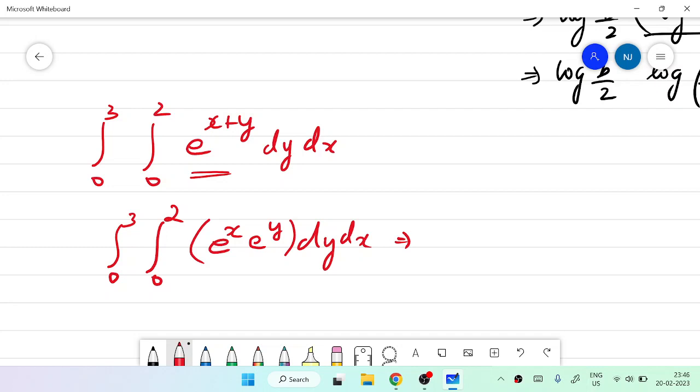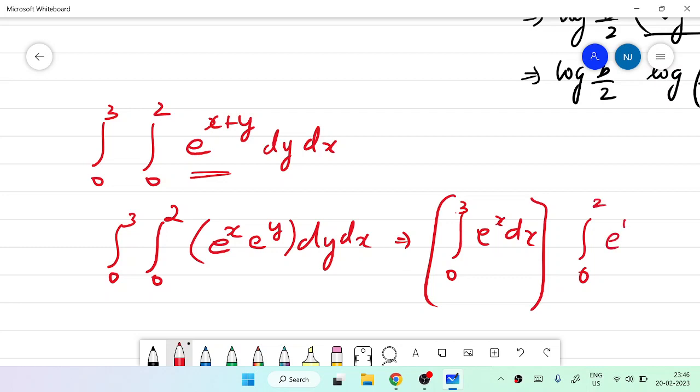Like the last problem, we don't need to do that. So what I'm going to do is take the integral over 0 to 3 of e power x dx. I'm splitting it like this, and I'm keeping the other term as the integral over 0 to 2 of e power y dy. Here they have not mentioned which limit should go to x and which to y, so it's our wish to put any limits to either x or y.